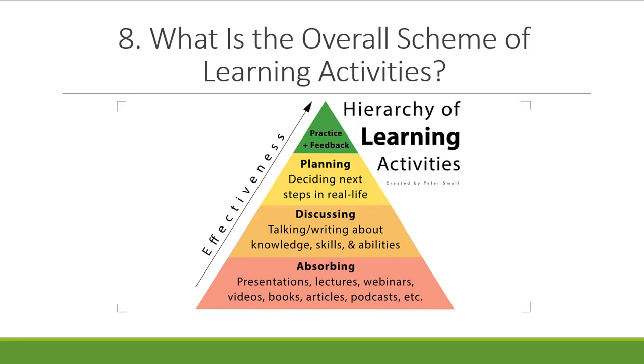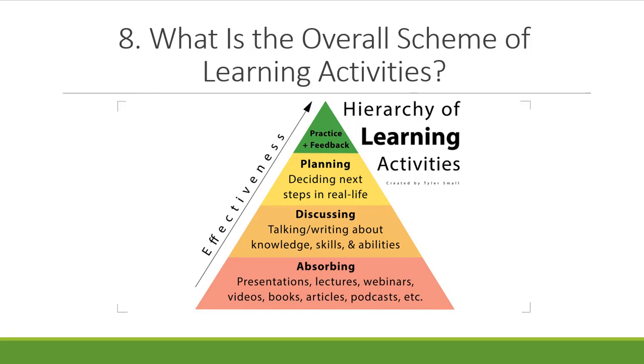What is the overall scheme of learning activities? This figure here illustrates a hierarchy of learning activities. The arrow with the effectiveness by it illustrates what the most effective ways of teaching or learning are. So at the bottom, absorbing: presentations, lectures, webinars, videos, books, articles, podcasts. If the students engage, they can learn that way. But if it's not delivered well, if it's boring, if the student doesn't feel like it's relevant, that's going to be harder to learn from.